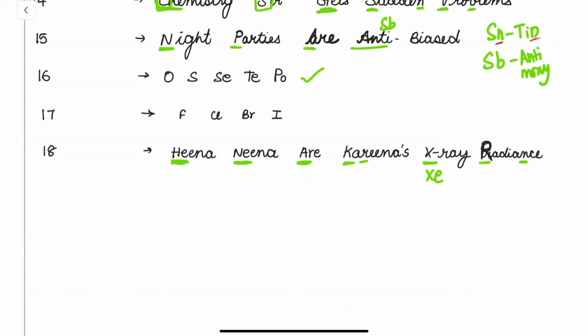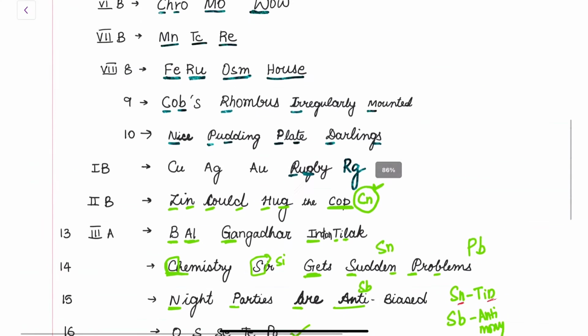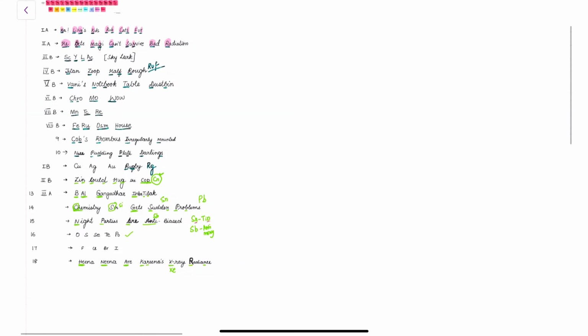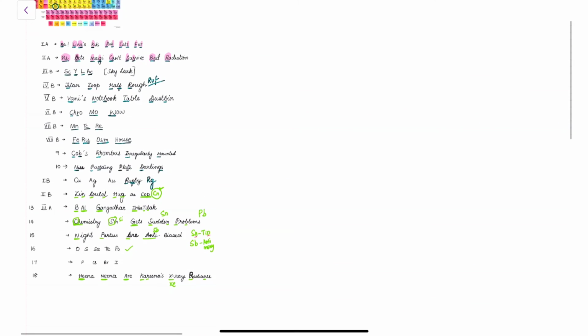Okay, so this was it, and let me just summarize. Okay, so for 1A it's Ha, Linus Kedsrop, cats for. For 2A group of elements is he bets Maggie can't survive bad radiation. Okay, for 3B it is Skylark. 4B Titan Zoop, half rough. 5B Vani's notebook table isn't dustbin. Okay, for 6B Chromova. 7B Mantakri. 8B okay, for 8th group.